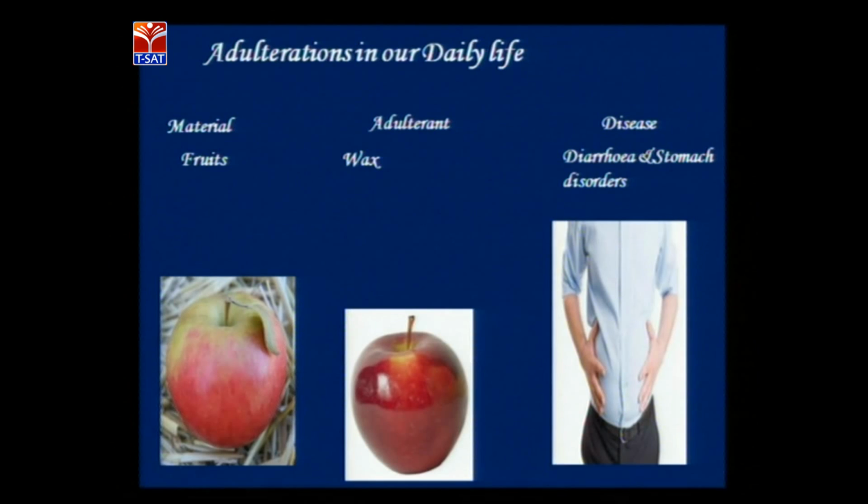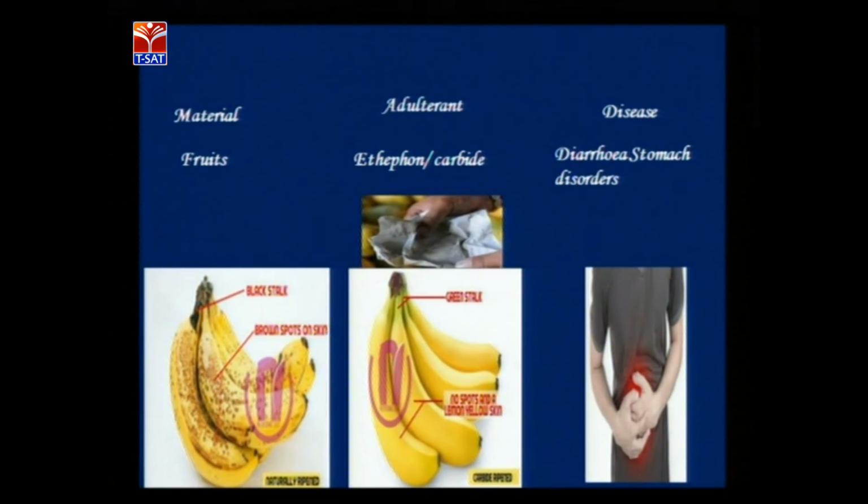And friends, our fruits like apple. Our apple was adulterated with wax. If you take this adulterated apple, you will suffer with diarrhea and stomach disorders. And see here, sometimes our banana. Here our banana was adulterated with a chemical, that is carbide. If you take this adulterated banana, you will suffer with diarrhea and stomach disorders.